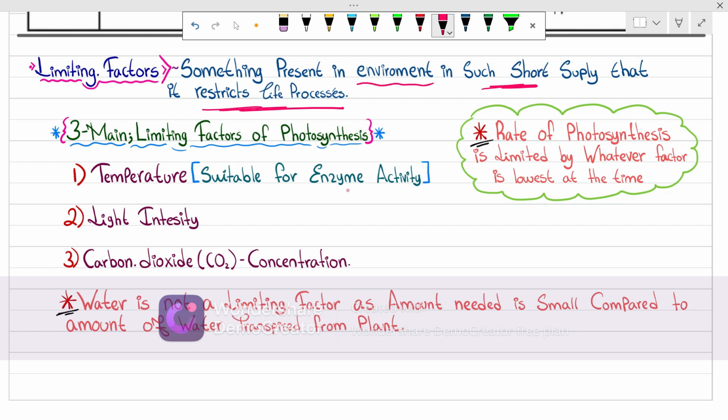in an efficient manner. There are three main limiting factors for photosynthesis in our syllabus: temperature, light intensity, and carbon dioxide concentration. Note that water is not a limiting factor because the amount of water needed is very small compared to the amount of water transpired from the plant. So the amount of water that is lost by the plant is very large compared to the amount of water that's actually needed for the plant.